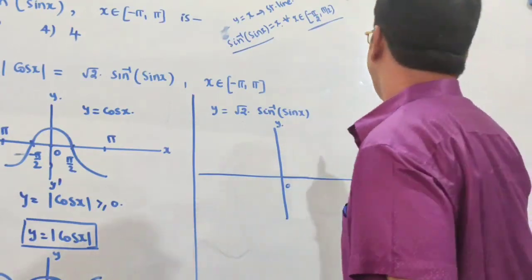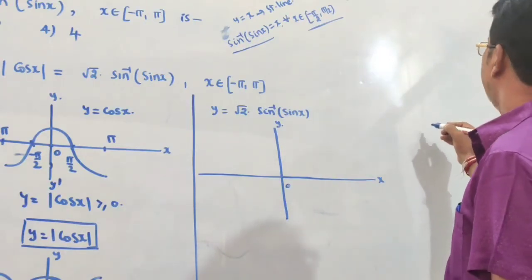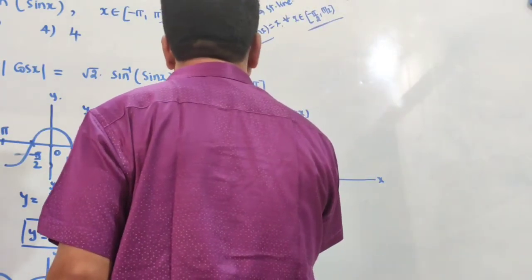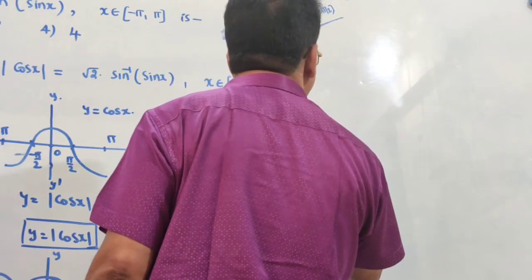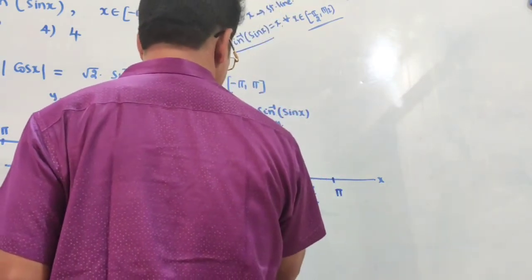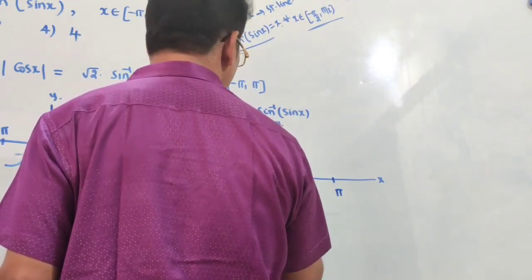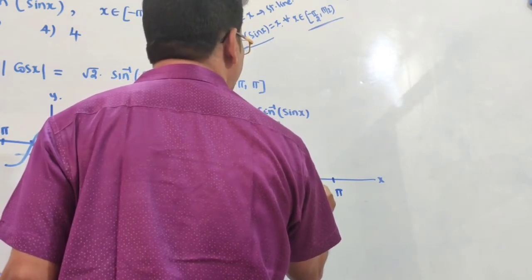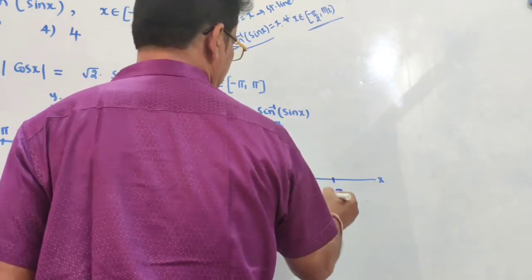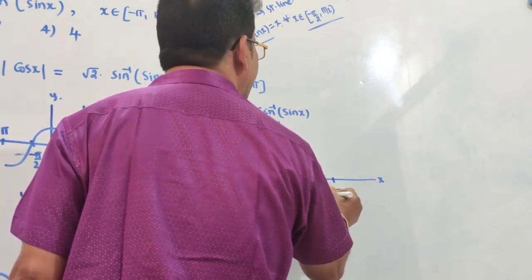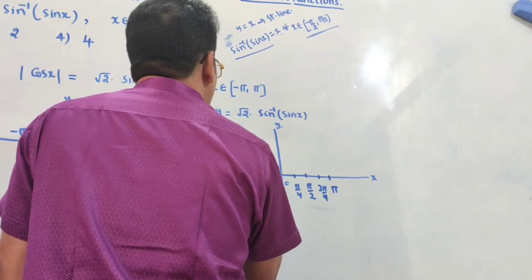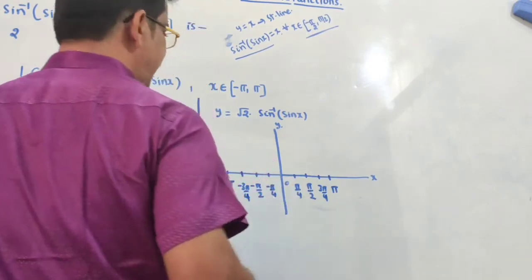Okay, next, here you come to the board. Sin inverse of sin x, here the interval is different: minus pi to plus pi. For example, this one is minus pi, this one is plus pi. Okay, take some random values. It is pi by 2, next minus pi by 2. Another is pi by 4, and minus pi by 4. Here, take some random value: 3 pi by 4, that means 135 degrees. Here, minus 3 pi by 4.